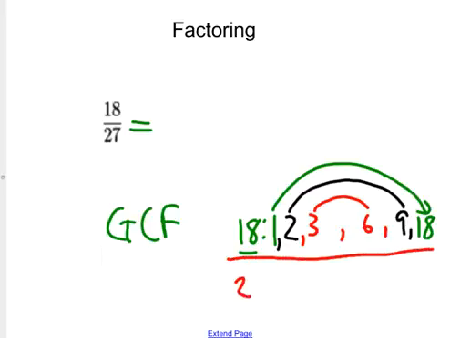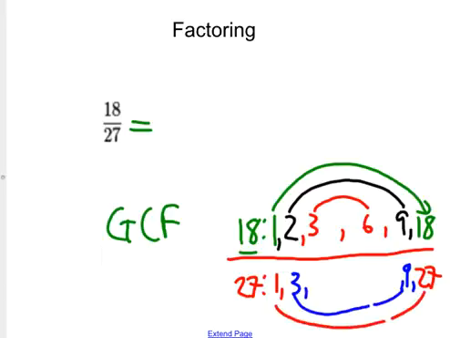Okay, let's do the same thing with 27. So all the factors of 27, I've got 1 and 27. Now 27 is not divisible by 2, but it is divisible by 3. So 3 and 9. It's not divisible by 4. It's not divisible by 5. It's not divisible by 6 or 7 or 8. So I meet myself at 9, and I can see, once again, this is my upside down factor rainbow, but 3 times 9 is 27, and 1 times 27 is 27.